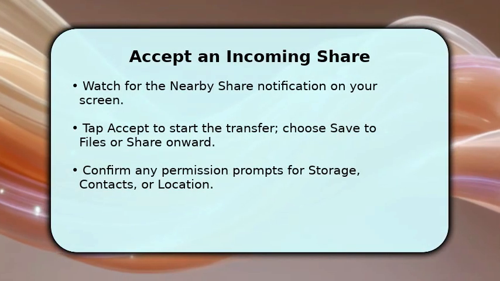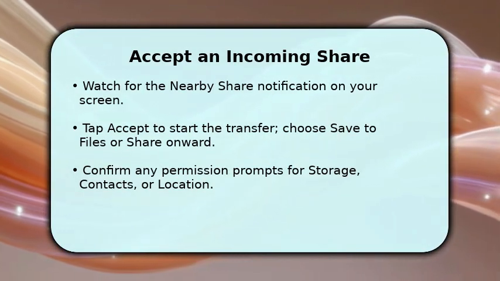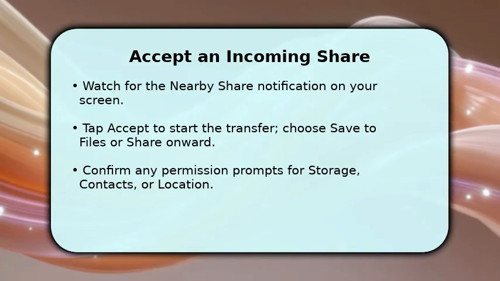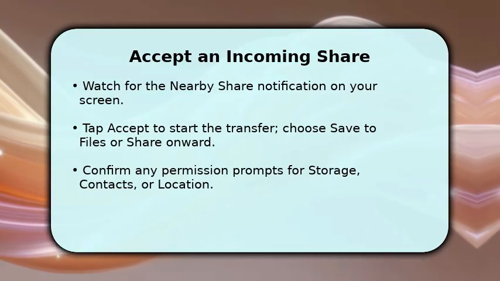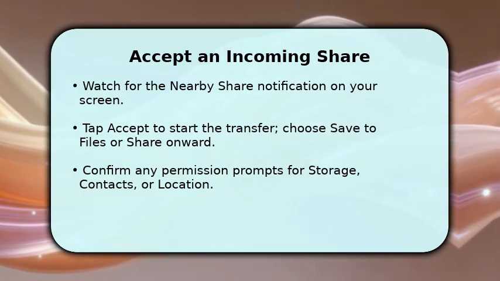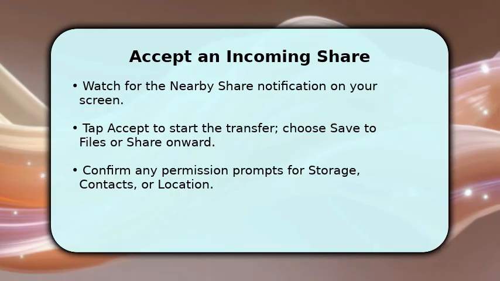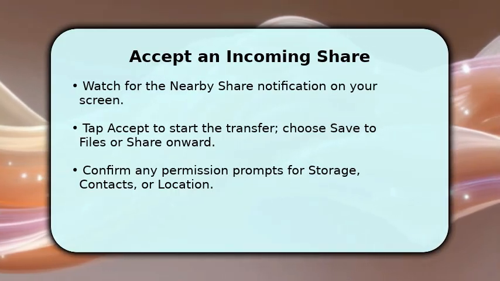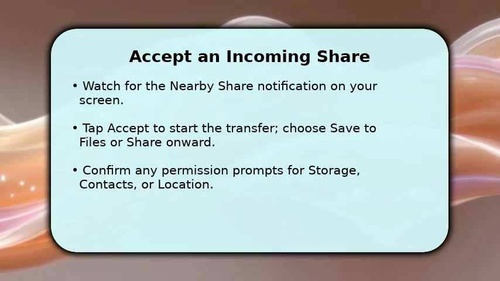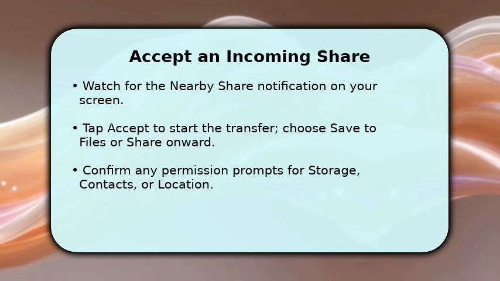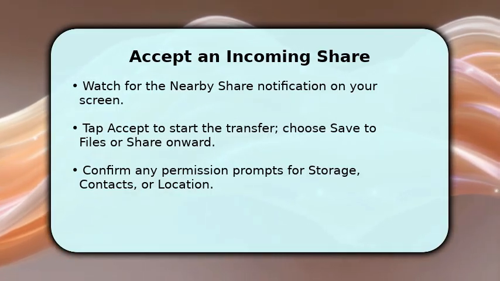When someone nearby sends a file, you'll see a notification or prompt labeled Nearby Share. Tap Accept to begin and decide where to save the item, your Photos, Files app, or open it directly in another app. If the sender requests visibility confirmation, verify the device name before accepting. Make sure you grant any requested permissions such as storage access so the file can be saved.